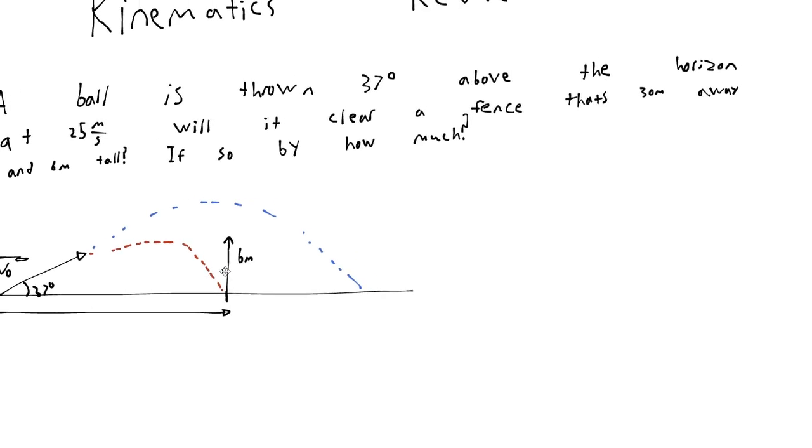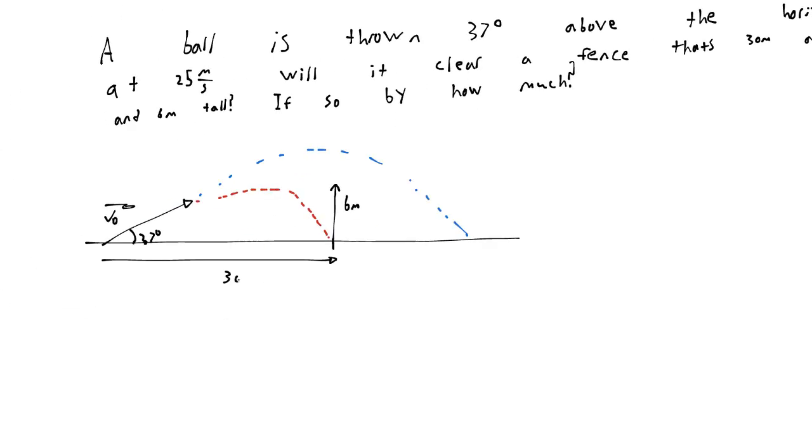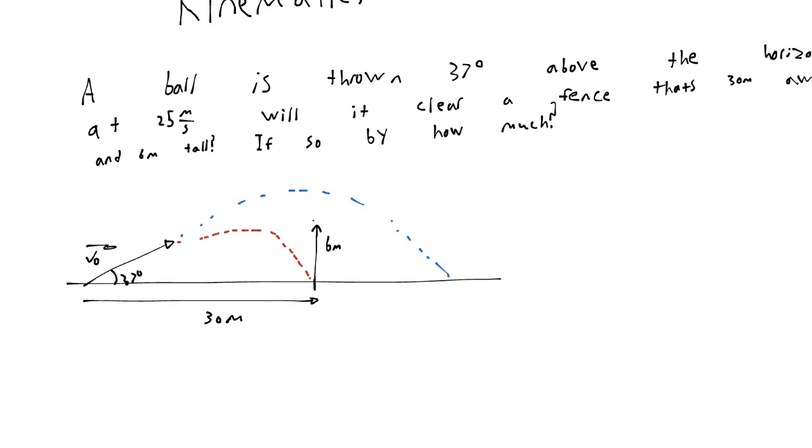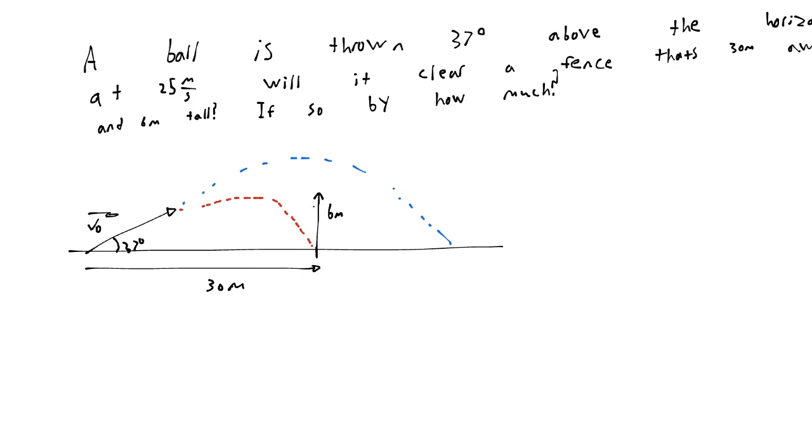So what I would do in this scenario, this is 30 meters, is find the height after 30 meters. And then I would just see, is it above 6 meters or below 6 meters? Because if it's below 6 meters, then obviously it didn't clear the fence. But if it's above 6 meters, then let's say it's up here, there's no way it would hit the fence. It would definitely go down over there. So that's what I would do.